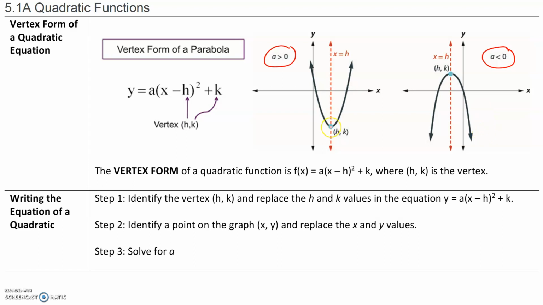The vertex of the parabola we will refer to as a point h comma k. And the vertex form of a parabola is given by y equals a times the quantity x minus h squared plus k, where the vertex is the point h comma k. Now these steps we will go over in the upcoming examples.